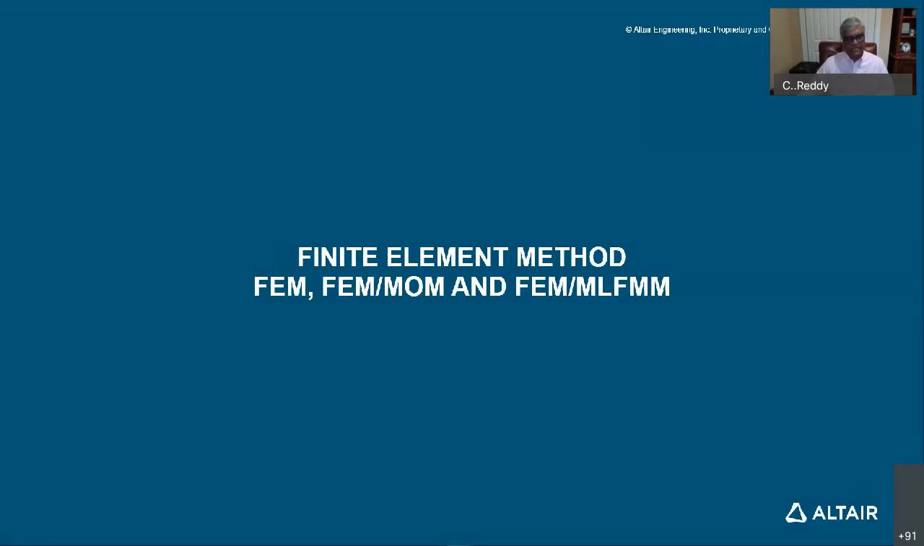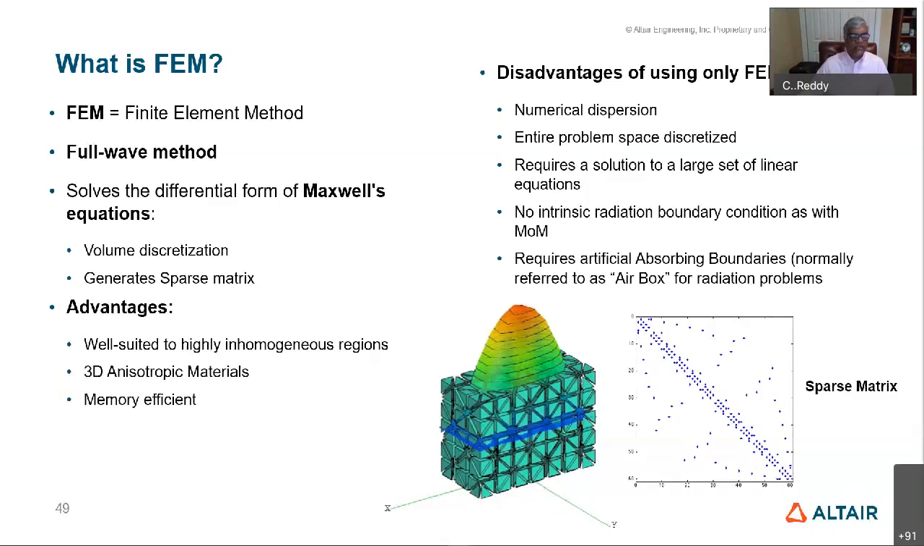So coming to the finite element method, now we have seen the method of moments and MLFMM as the source methods. Now let's take a look at the finite element method. As I mentioned before, this is a volumetric discretization, or differential form of Maxwell's equations. So you discretize with tetrahedrals. And one advantage with FEM is that it forms a sparse matrix. That means not all elements are populated, so you'll be able to store and solve them efficiently. The only disadvantage is that you have to apply an air box around it, because then your problem becomes a little bigger than the actual problem size.